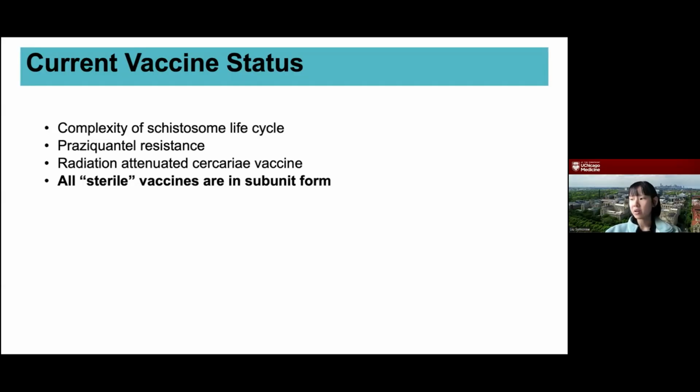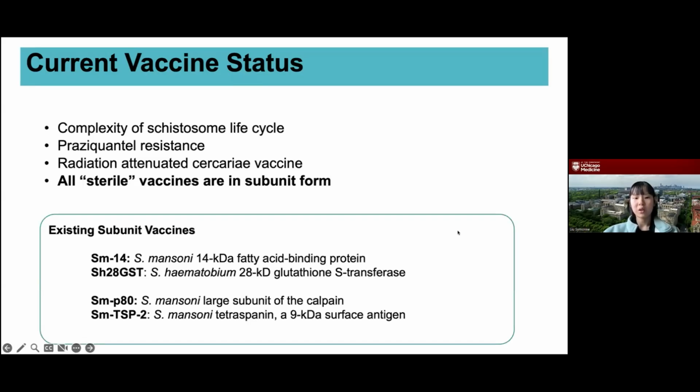And also, when our group was investigating this disease, we were surprised to see that all of the existing vaccines for this particular worm are in their subunit form. Here are the four existing vaccines for Schistosoma, more for Mansoni, because Mansoni is the most well-studied strain. SM14 is a fatty acid binding protein. Also SH28GST targets S. hematobium, specifically a glutathione S-transferase in their metabolism.